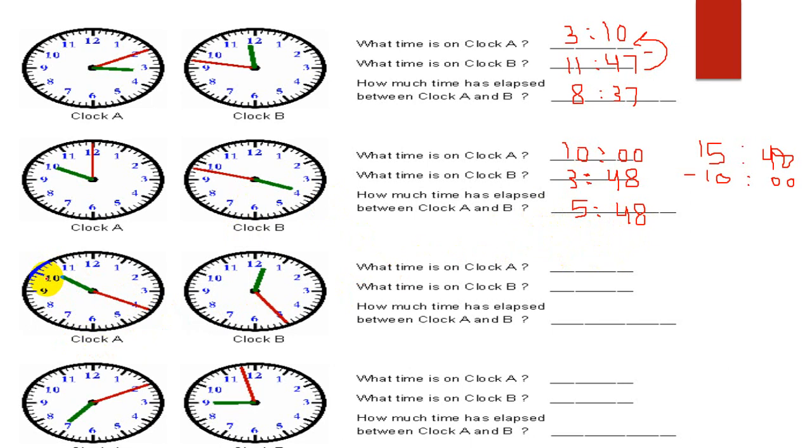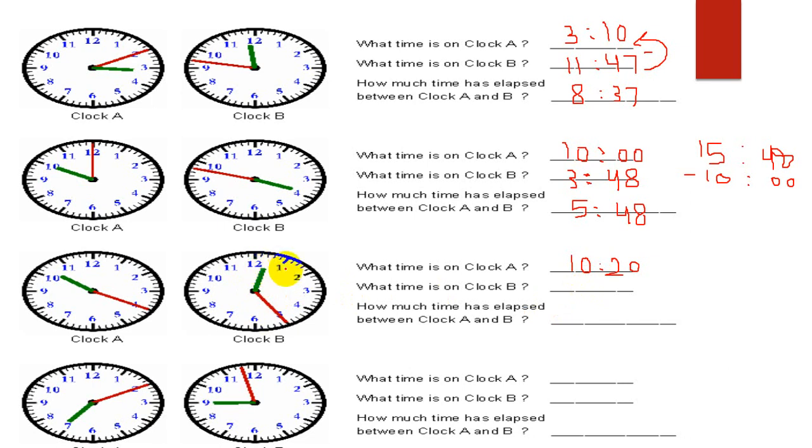What is the time on clock A? The short hand is between 10 and 11. So the time will be 10. Write 10, the smaller number. The long hand points to 4. 4 means how many minutes? Multiply by 5. 4 multiply 5 is 20. 20 minutes after 10.